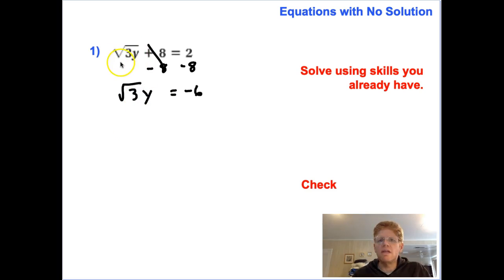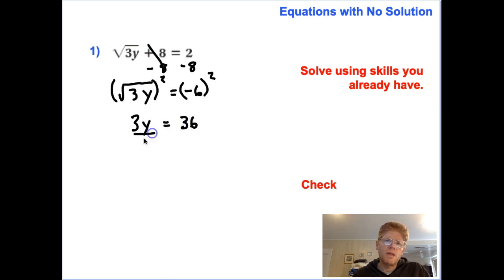And I want to get rid now of this radical, so I'm going to square both sides. That's going to give me 3y on this side, because both of those are underneath the radical. And over here, I'm going to get 36. And then 36 divided by 3 is going to give me y is equal to 12. Again, I don't know if it works or not because I haven't checked my solution. So let's try it out.